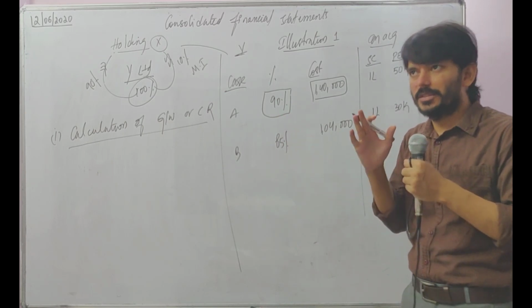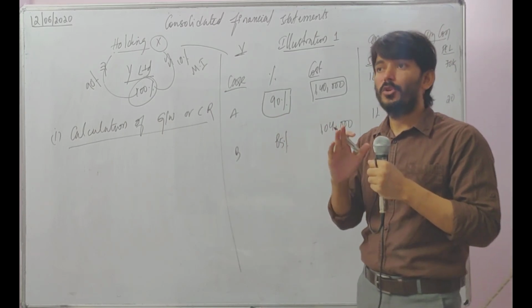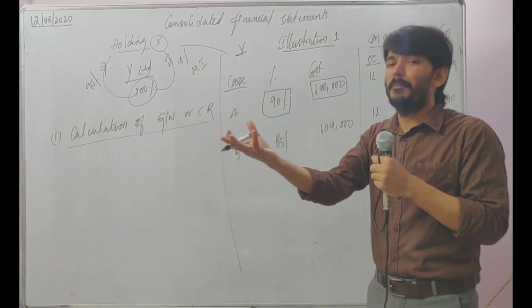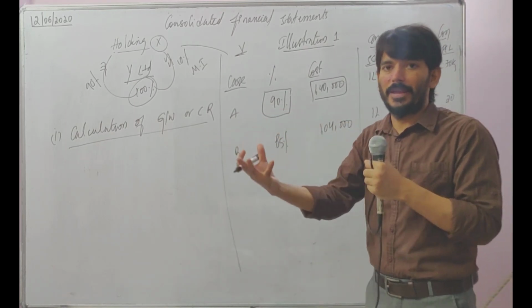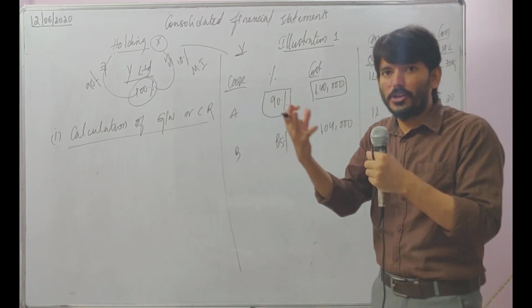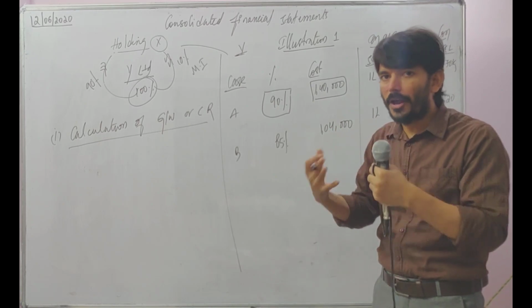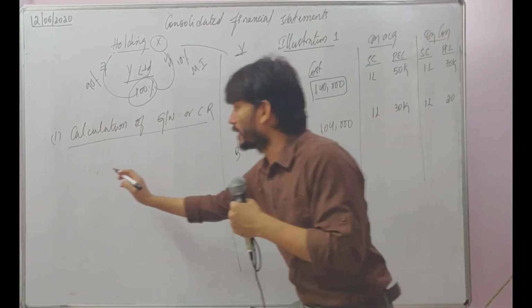And by no stretch of your imagination, this is a formula. Don't think that, okay, this is a formula, I should be remembering it. Don't remember it like a formula. Remember as if you are going to a shop and purchasing an item. What you are paying is the cost. What you are getting is the value. You are going to a shop. You are paying 1,40,000. So that is the first part.